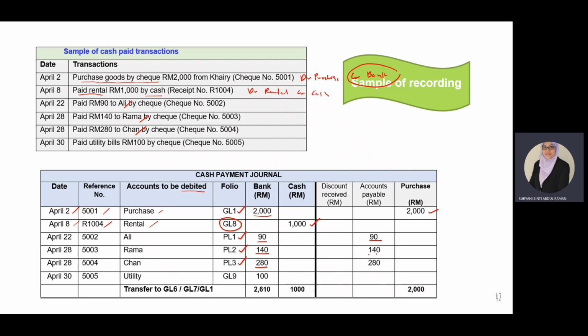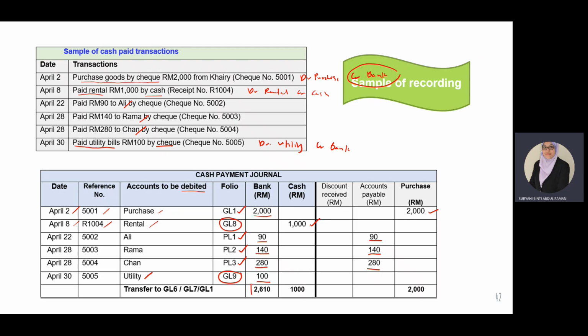And don't forget to update in the accounts payable, to check whether this transaction has been recorded in the accounts payable or not. Last but not least, on 30th April, you paid utility bills by check. So the account to be debited is utility, debit the expenses account and credit bank. Okay, so utility again is a new account under general ledger. So you have to use this new code of reference GL9. Record in the bank column because you made the payment by check.